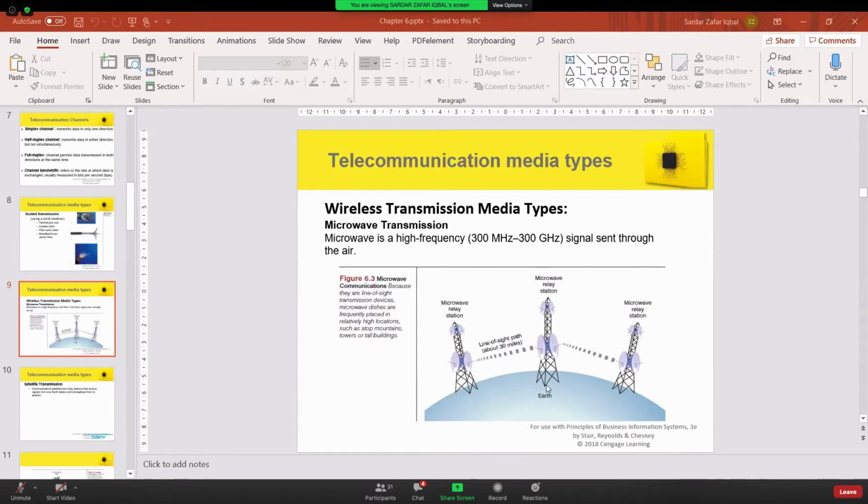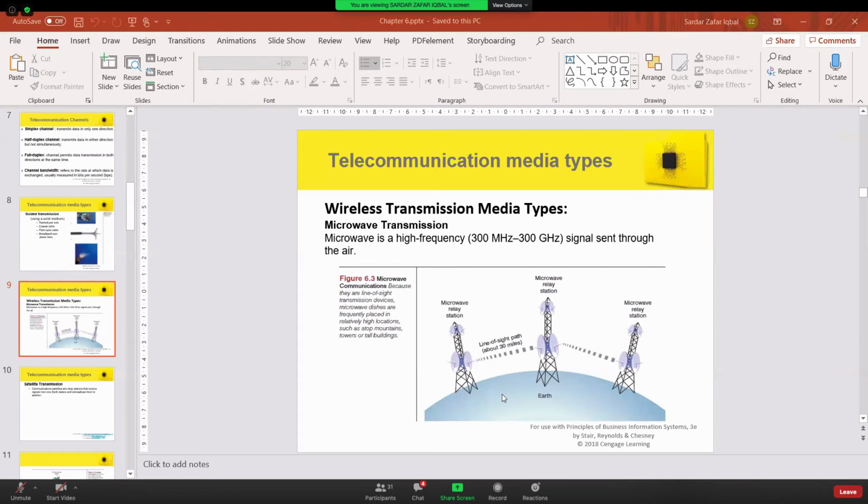So normally when we have this model, this is microwave transmission. We need to place these models on height, on the top of the building, on the top of the mountain. And you can see the towers are usually on the top of the building or on a higher place. Am I right? Yeah, doctor.